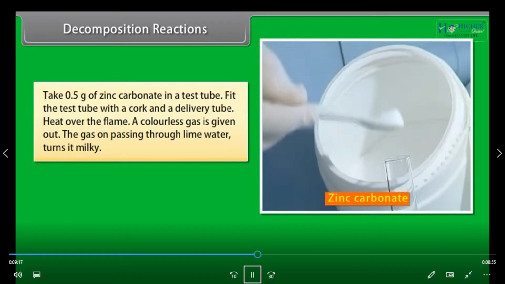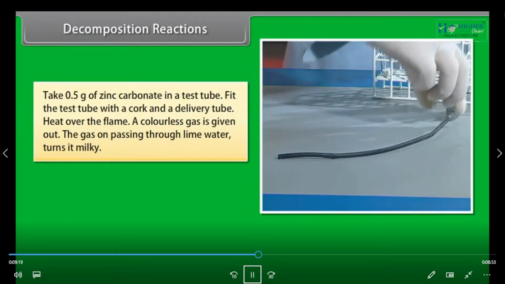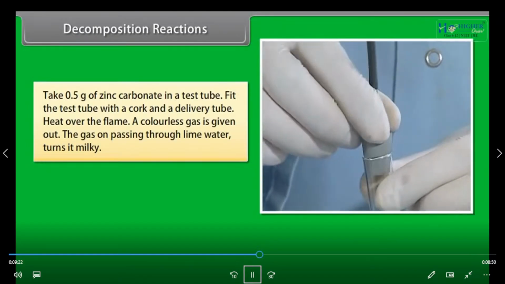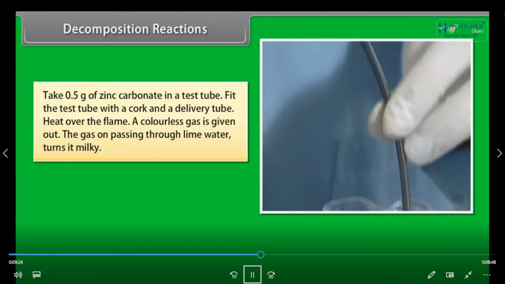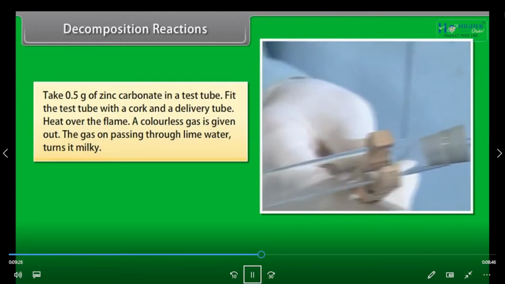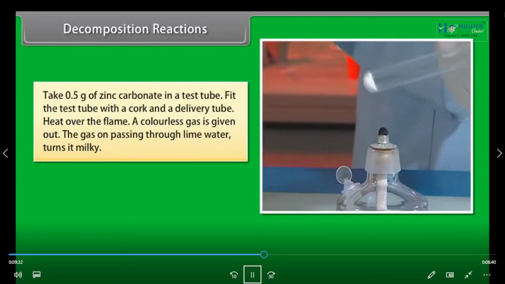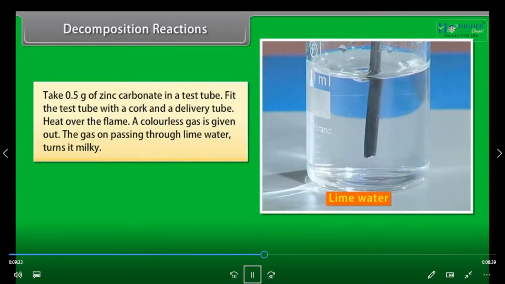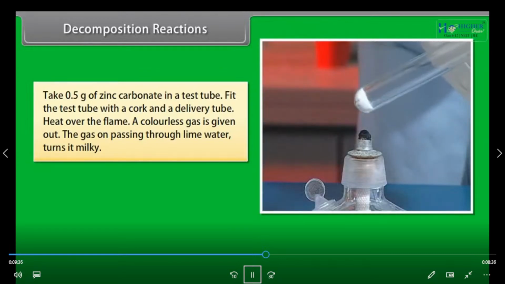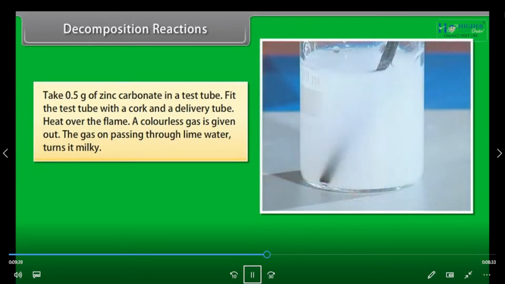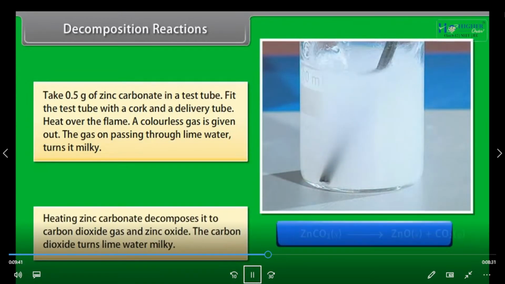Take 0.5 gram of zinc carbonate in a test tube. Fit the test tube with a cork and a delivery tube. Heat over the flame. You will see a colorless gas is given out. The gas, on passing through lime water, turns it milky. Heating decomposes zinc carbonate to carbon dioxide gas and zinc oxide. The carbon dioxide turns lime water milky.